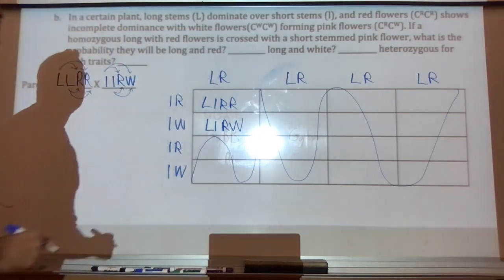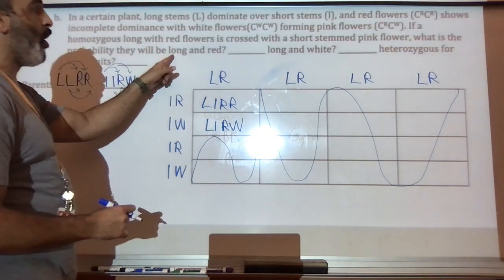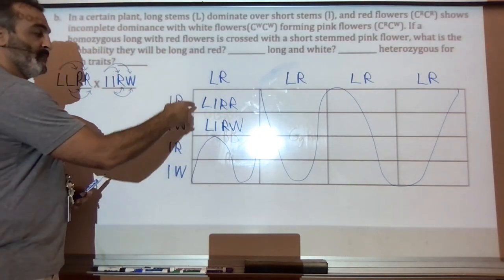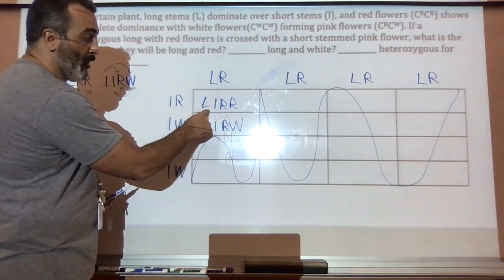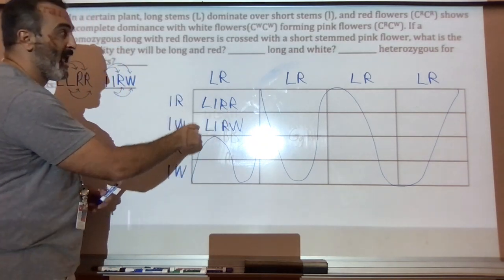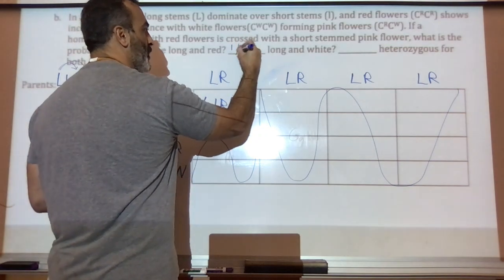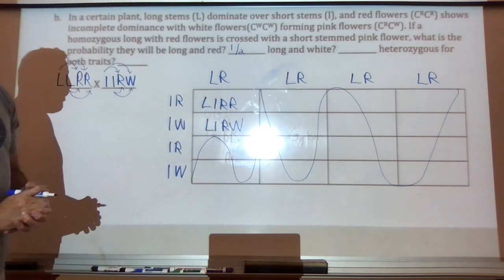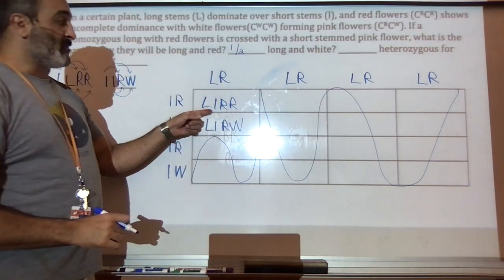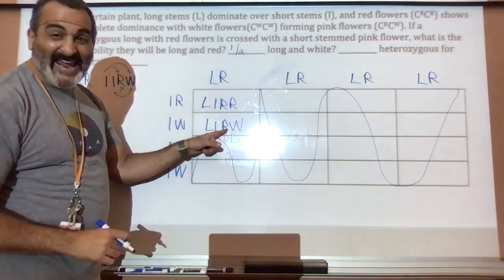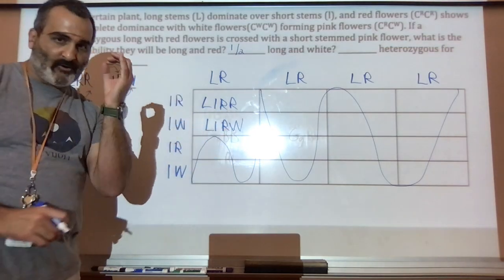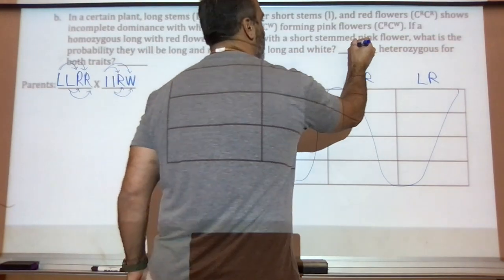All right? The question says, what is the probability they have a long and red offspring? They only have 2 to pick from. That is long, that is red. 1 out of 2 are long and red. Long and white. This one is long and red. This one is long and pink. There is 0 of them are long and white.